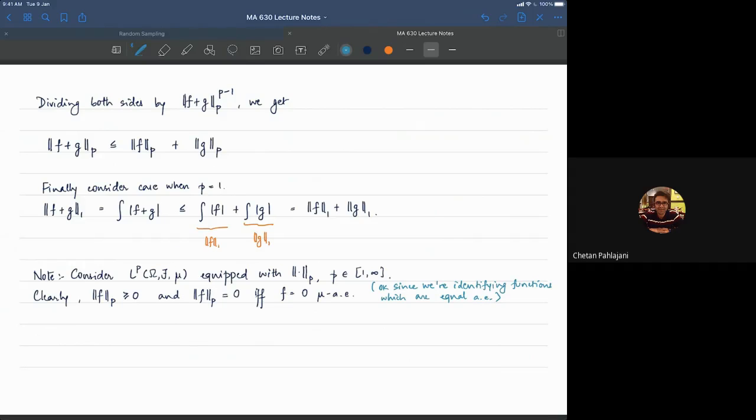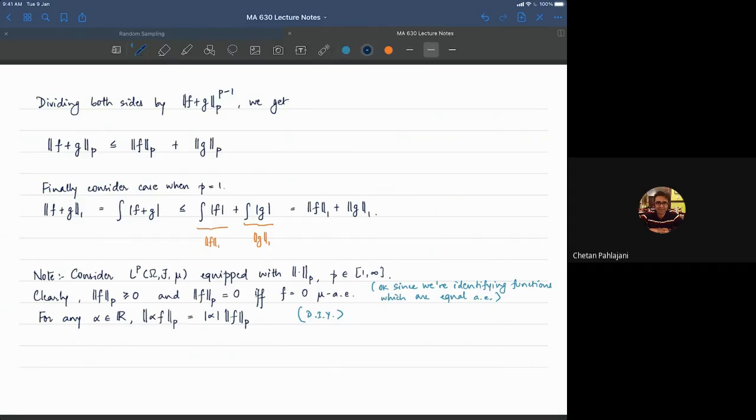All right. The second property of the norm is quite easy to check. I will leave it to you to do this. For any alpha in R, I leave it to you to check that if I take the p norm of alpha f, I'll just get the absolute value of alpha times the p norm of f. Okay, so this is a straightforward thing. Let me just leave it as a do it yourself.